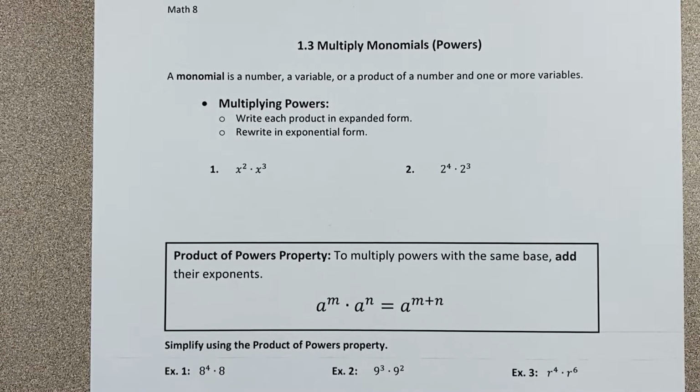All right, so today we are going to start section 1.3, and we're going to do multiplying monomials today. A monomial is a number, a variable, or a product of a number and one or more variables. And it's actually another word for power. So we talked about this yesterday, and now we're actually going to be using multiplication properties to simplify.